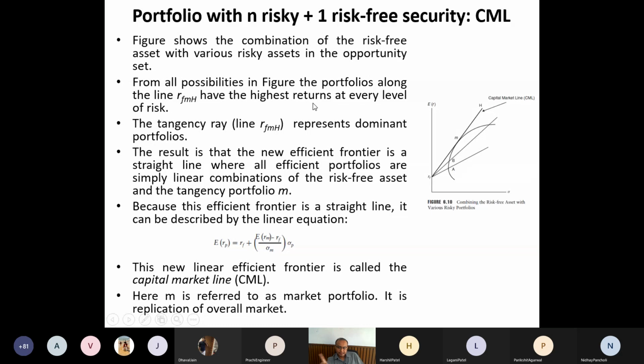What is the definition of efficient frontier? For a given risk, it gives me the maximum return, and for a given return, it gives me the minimum risk. So if I look at all these lines, only one line is a tangent to this curve. This is the tangent line. You can see this line passes through this point M.